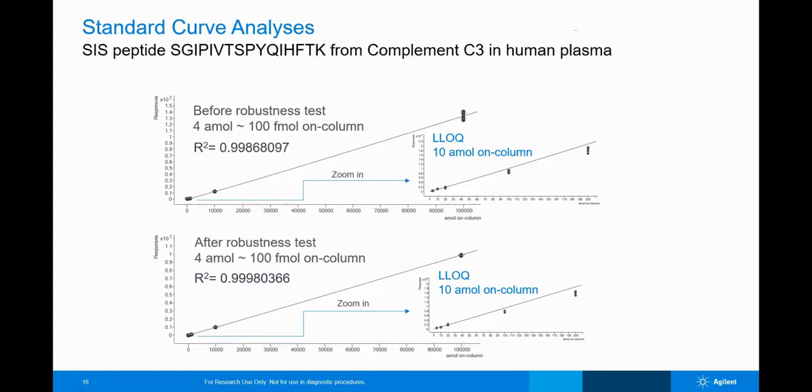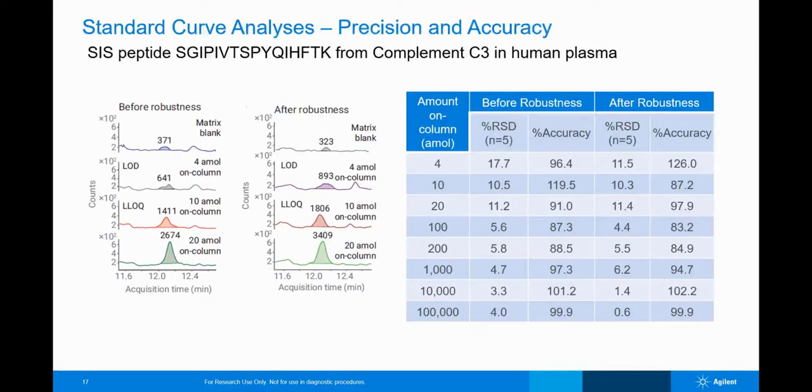So here we define the lower limit of quantification using the criteria of ISD lower than 15% and accuracy between 80 to 120%. We next look closely at the data quality from these 2 standard curves. Here on the left shows the MRM chromatograms from the low levels using these 2 standard curves. So here shows the MRM chromatograms from matrix blank, 4 attomole on column, 10 attomole on column, and 20 attomole on column. You can see even at these low levels, this platform can clearly detect chromatogram peaks.